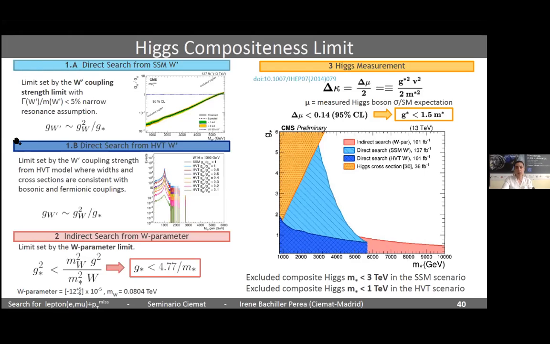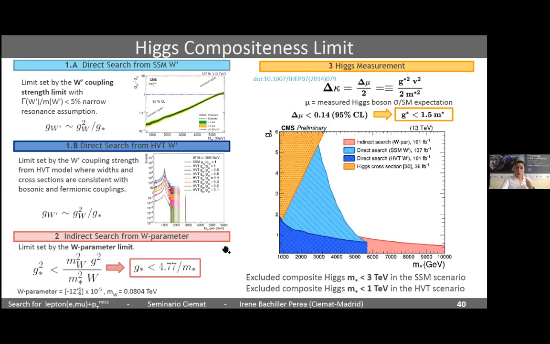First, in blue, the two blue are coming from the direct search of W prime. We can do it in the SSM scenario, where the W prime couples only to fermions, or in an HVT scenario where the W prime is coupling to both fermions and bosons. So from the limits in the two scenarios, in the coupling, we can constrain all this area in blue in the Higgs composite plane.